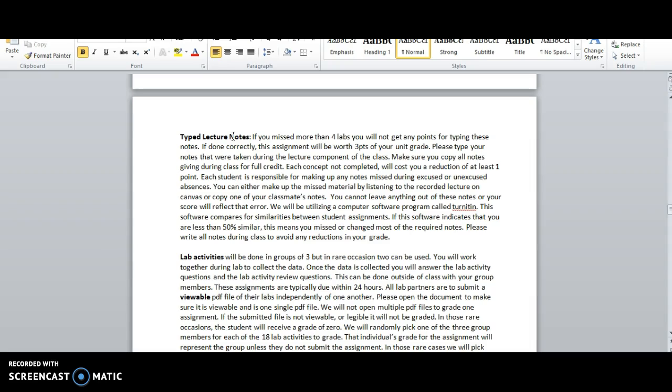Pay special attention to this notice. If you miss more than 4 labs, you will not get any points for typing these notes, so be sure to come to class. You will receive a whole lot of points just for typing the notes and submitting it through Turnitin.